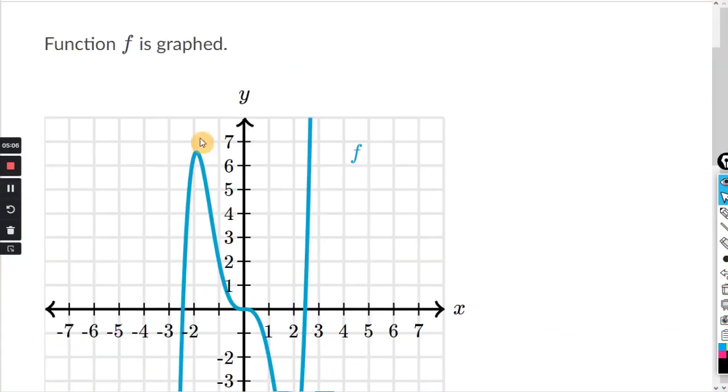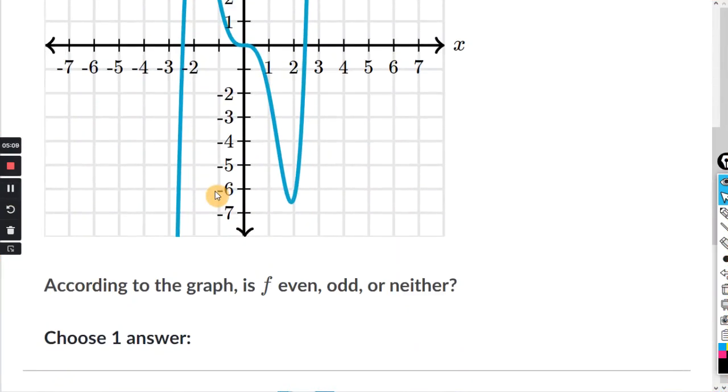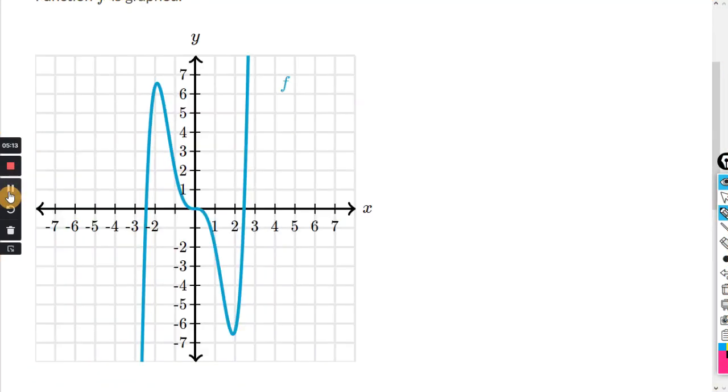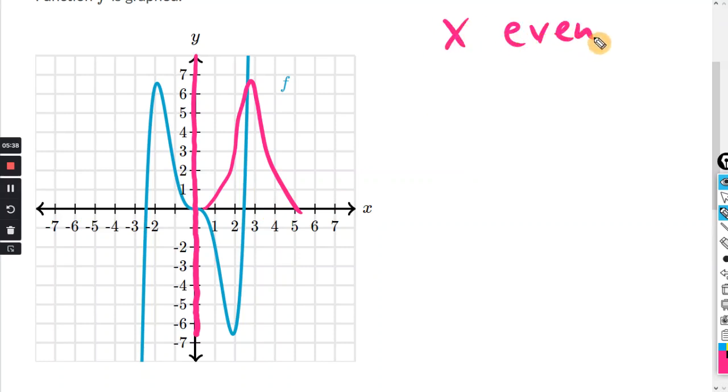All right, function f is graphed. According to the graph, is f even, odd, or neither? Let's take a look. Now remember, for even, it's a reflection over the y-axis. So this right here is the y-axis. All right, and in order for that to be acting as a mirror, this part right here would have to also be on the other side of the y-axis. It would have to be a mirror image like that. But that's not what we have, so it is definitely not even.